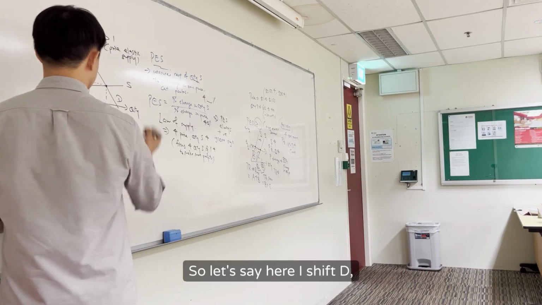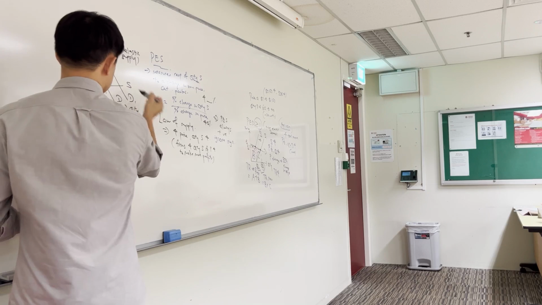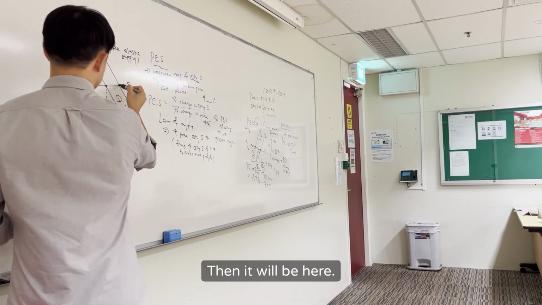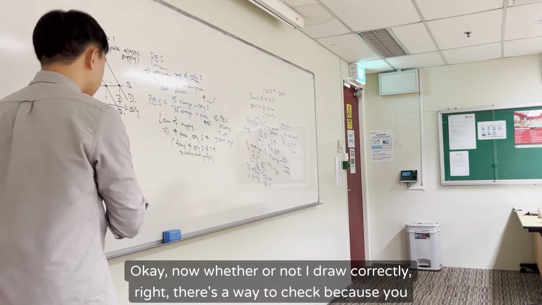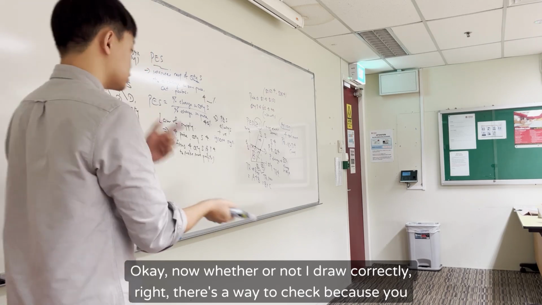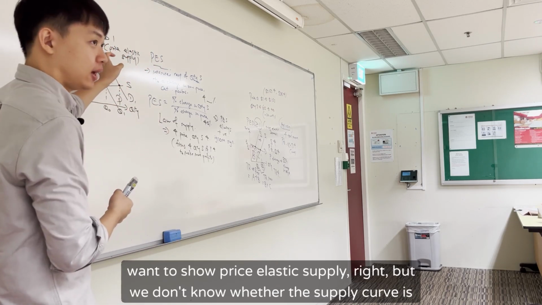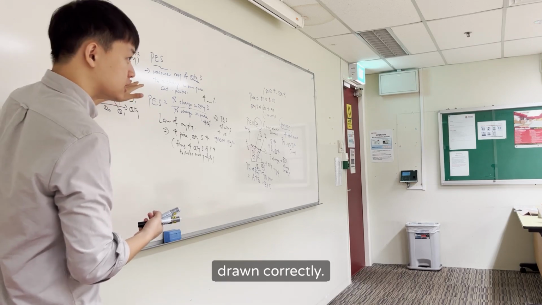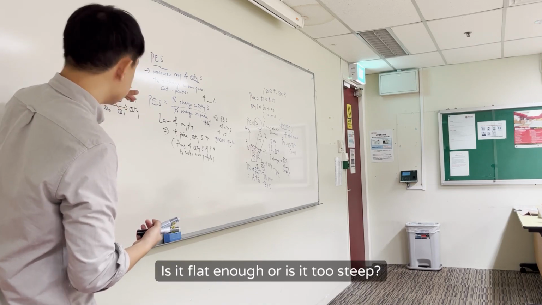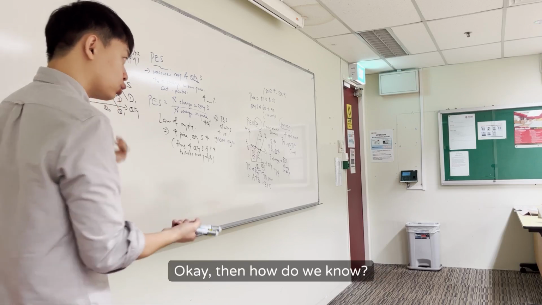Okay, so we adjusted the slope for the supply curve, then we shift the demand curve. Let's say here I shift this rightwards. Then it will be here. Now whether or not I draw correctly, there's a way to check. Because you want to show price elastic supply, but we don't know whether the supply curve is drawn correctly. Is it flat enough or is it too steep? How do we know?